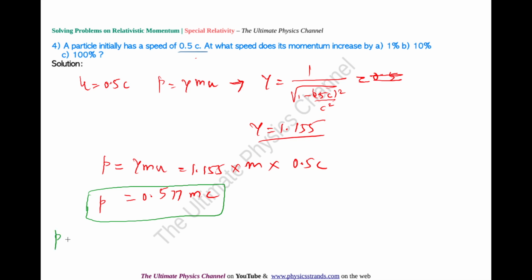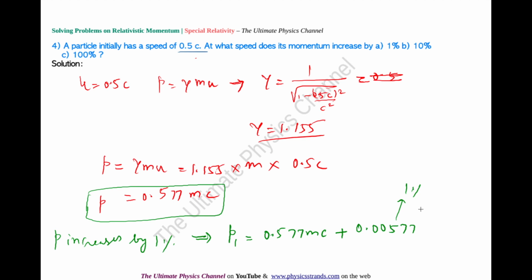Now p increases by 1% in the first case. So the momentum changes from p to, let's say, p1. That is 0.577 mc plus the increase of 1%, which is 0.00577 mc. This alone is the 1% increase, as given in the question. And this would be p1, which is equal to 0.583 mc.